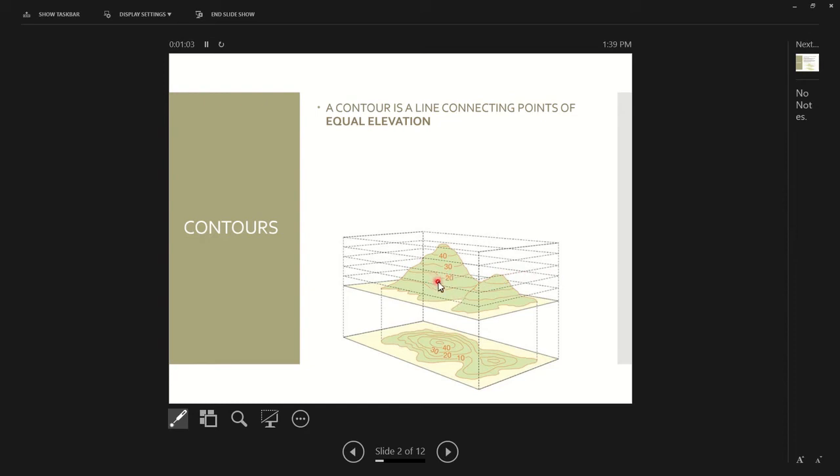Contours can never cross each other. They can stack on top of each other, but they can never cross each other. So a contour line is equal elevation. They always connect.